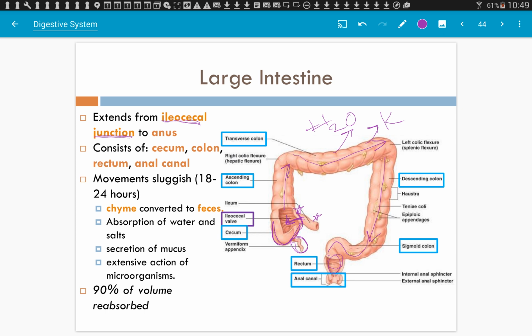So by the time you're at the rectum, 90% of the volume that entered into your large intestine has been reabsorbed. So don't get this confused, though. The majority of nutrients and water are still reabsorbed in the small intestine. Whatever is left is then mostly reabsorbed in the large intestine. So you are conserving water as much as possible. Okay, that is a goal in the intestines.